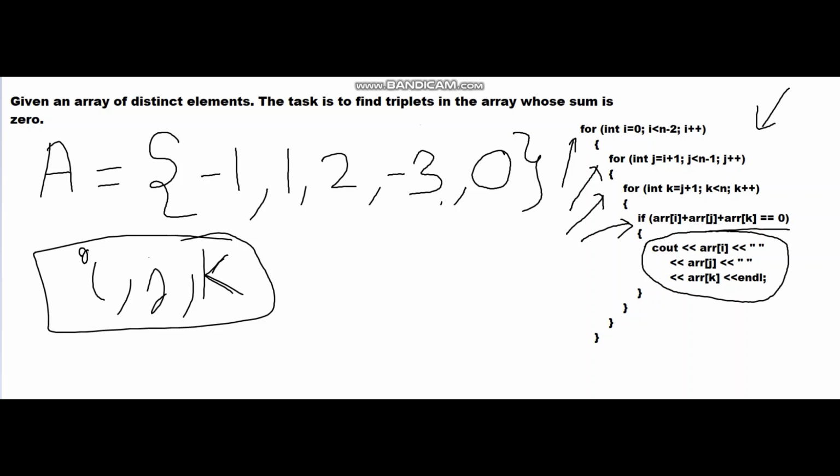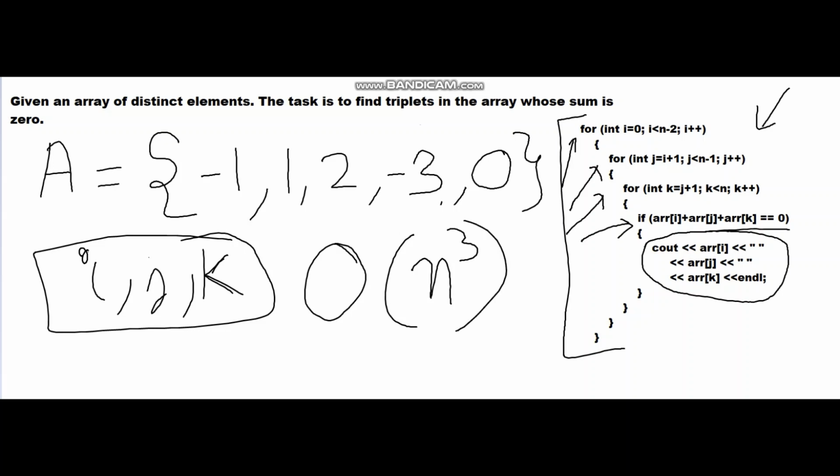So this will generate all the possible triplets, and we will check if the sum of the triplet is equal to 0. If it is 0, we are printing that triplet. So this is the brute force solution, and the time complexity of this is very simple to understand. It is O(n cube), where n is the size of the array. Since we are running the loop 3 times and each loop is being run n times, it is n into n into n, which is O(n cube), the time complexity of this brute force approach.